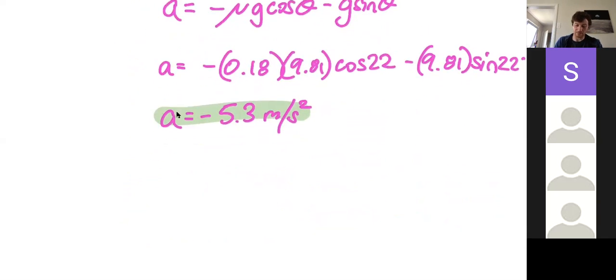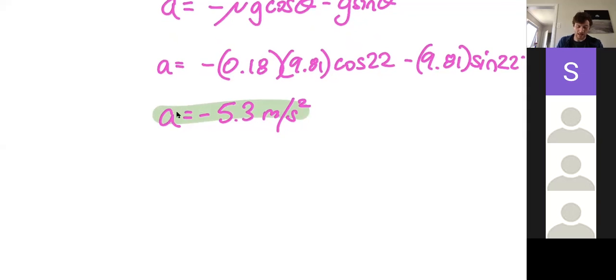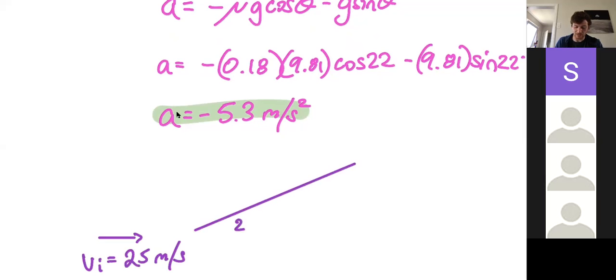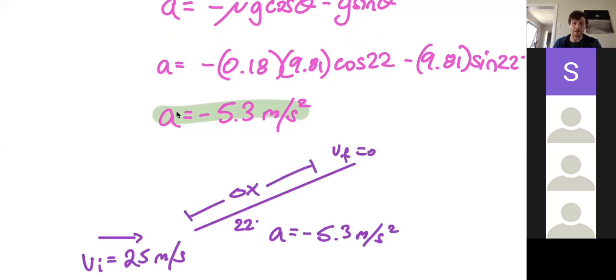So what's happening here? Now that we can go to kinematics, I'll do it in purple. We have this car coming in like this with an initial velocity of 25 meters per second. And then it's climbing a hill like this. The hill itself is 22 degrees, okay? It's slowing down with an acceleration of negative 5.3 meters per second squared, stopping some distance, I will call this delta x, up the ramp. That's what we're looking for, okay?